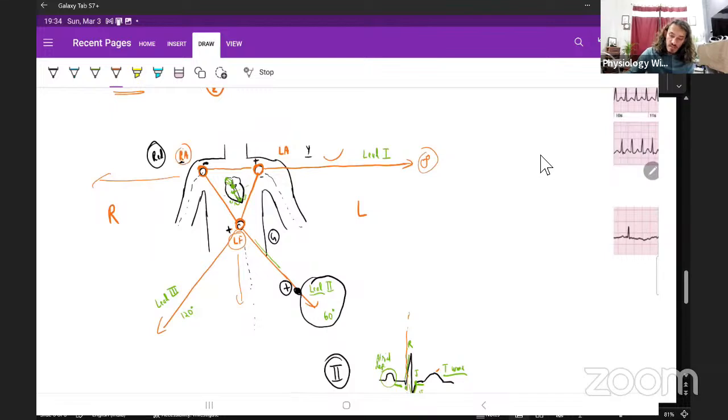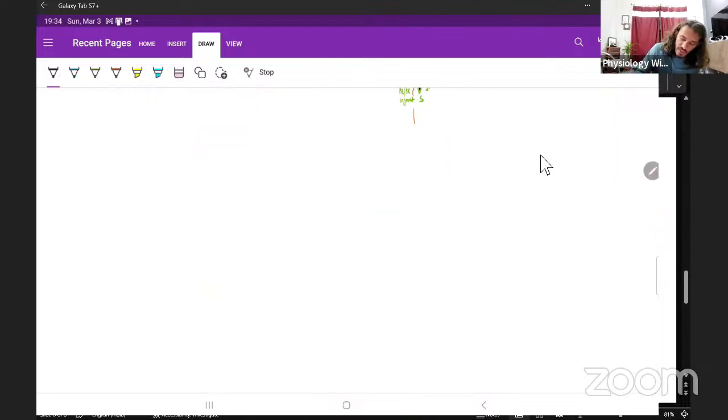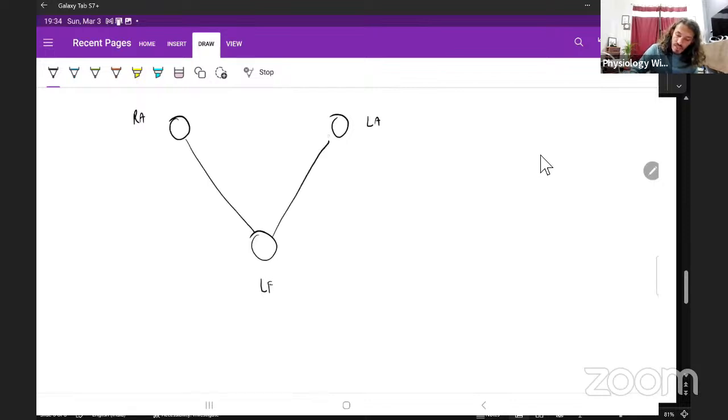Just leave it here. You just start off fresh. So again, this is the right arm, your left arm, your left foot. You connect them to your Einthoven triangle. Now, what we're going to try to do is first make a unipolar electrode.